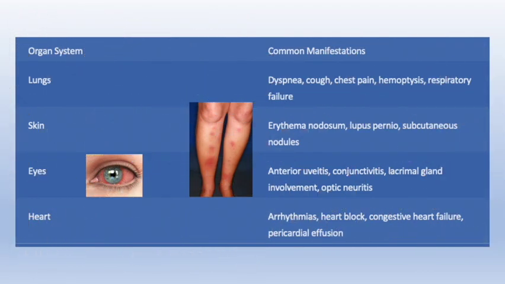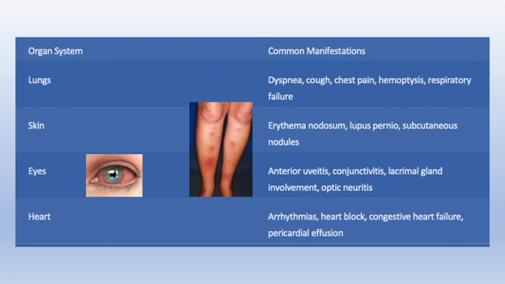With so much information, one may get overwhelmed and may forget what is the basic way of presentation of sarcoidosis in various organ systems. So we must remember that in lungs, mostly it presents in the form of cough, predominantly dry cough, dyspnea on exertion, long-standing fatigue, chest tightness, rarely in the form of hemoptysis, not very common, but the patient may also come to you in frank respiratory failure.